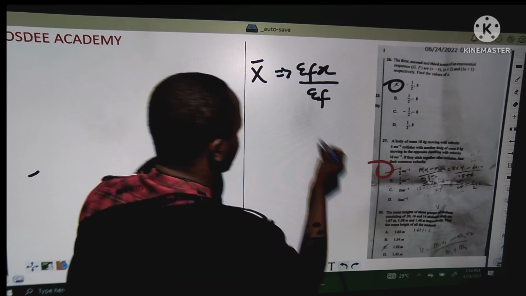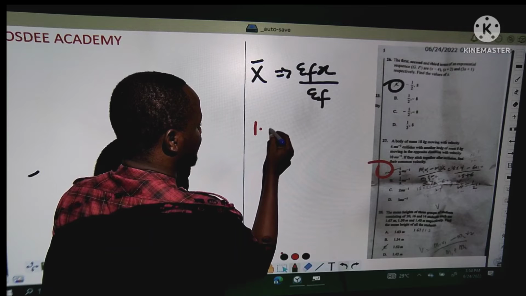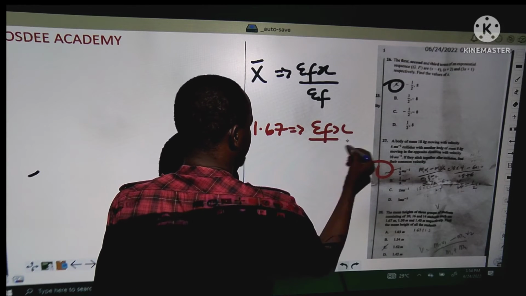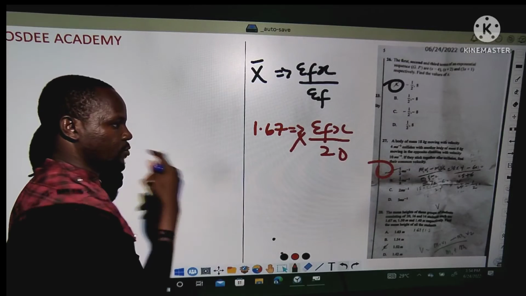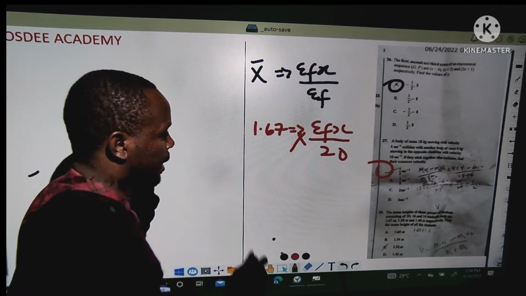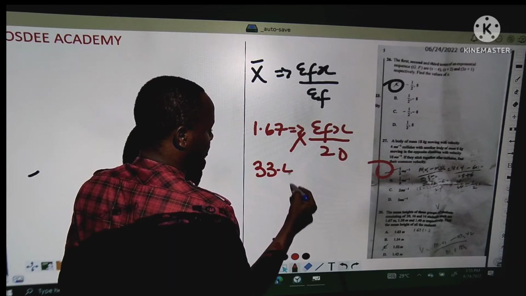The first one is 20, so the mean of those is for 20 people. This is the way they now put it: 1.67 equals summation fx over 20. So this is what I need to have done. 20 times 1.67 is 33.4. 33.4 is the first group.